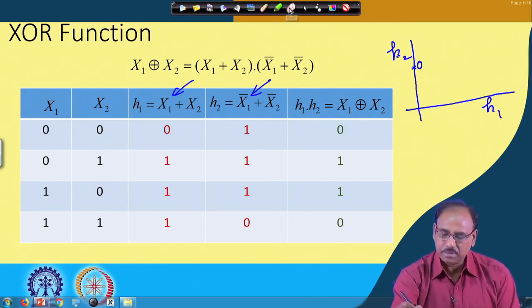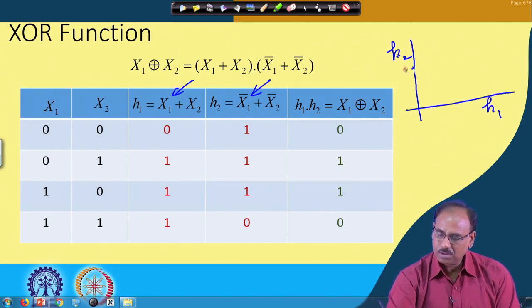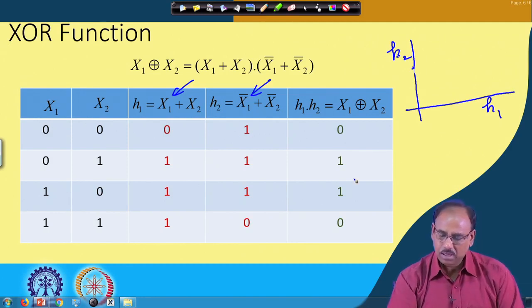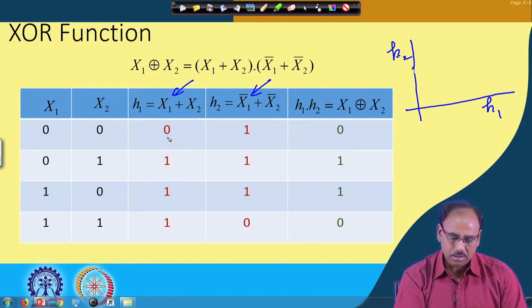Sorry, I just made some mistake. So, over here, when x1, x2, both of them are 0, that is h1 is 0 and h2 is 1. So, this was correct, right? So, here I want the output to be 0.